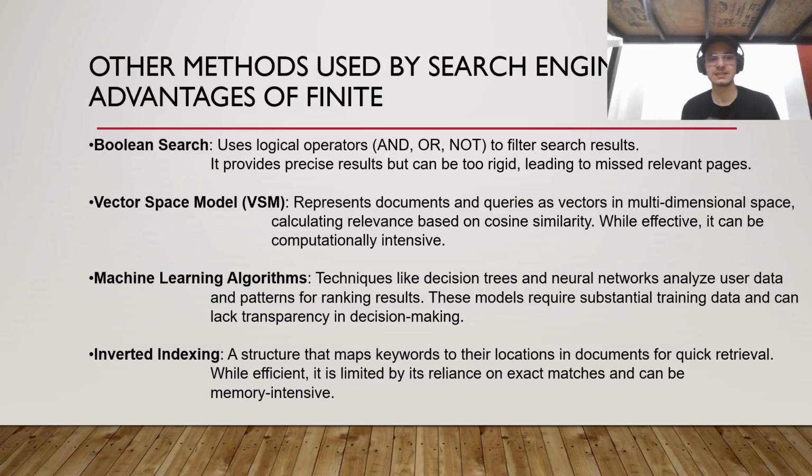Now we'll discuss other methods that are used by search engines, and after that, we'll look at why finite automata is more useful. So, first, we have Boolean search. In Boolean search, it uses logical operators such as AND, OR, and NOT to filter search results. It provides precise results but can be too rigid, leading to missed relevant pages.